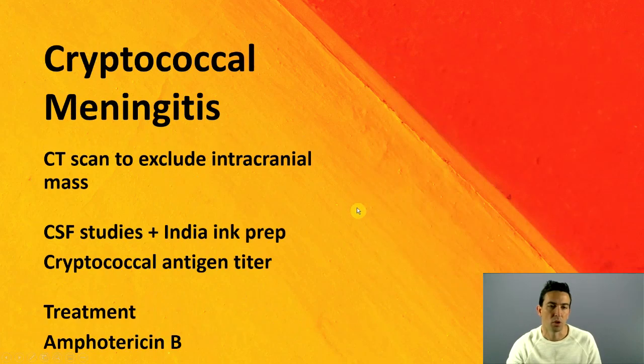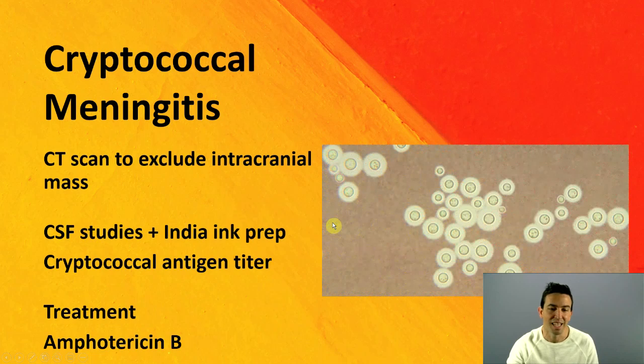Next one to go over is cryptococcal meningitis. I think we all remember this one from medical school as it has that India ink prep stain that we're looking for. This question classically comes up on test questions for sure. CT scan is pursued to rule out or to assess for intracranial masses. You get the CSF studies with the India ink prep. That's done on the CSF fluid there. And you get that cryptococcal antigen titer. Treatment will be amphotericin B. Did not include this one in the seizure lecture, but this also can cause seizures in an HIV patient.